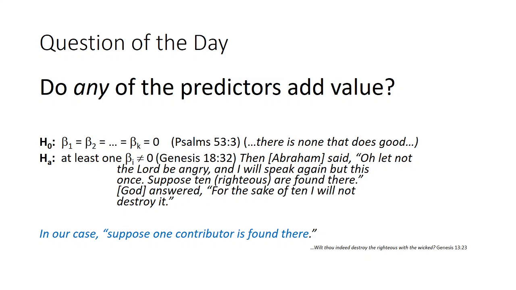So the question of the day again is, do any of the predictors add value? So our null hypothesis is going to be, no, none of them do. Beta 1 equals beta 2 equals beta k equals 0. All the coefficients are 0. They add no value. The alternative hypothesis is that there is at least one beta i that's not 0.